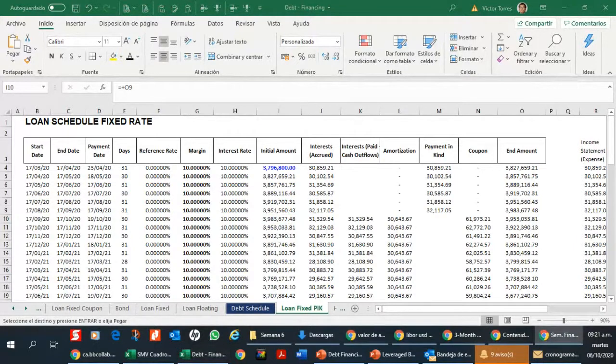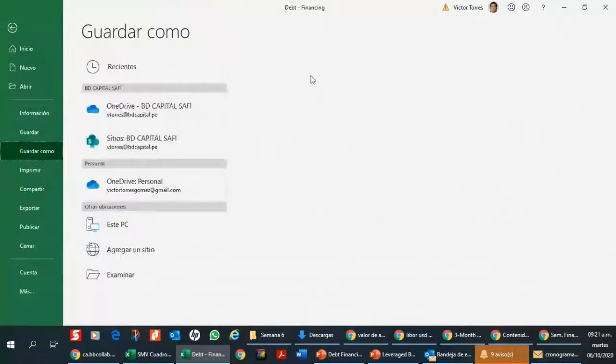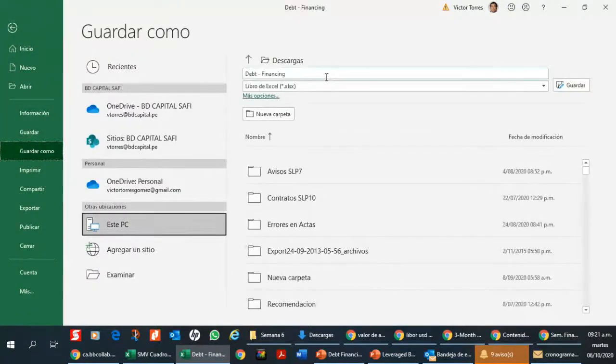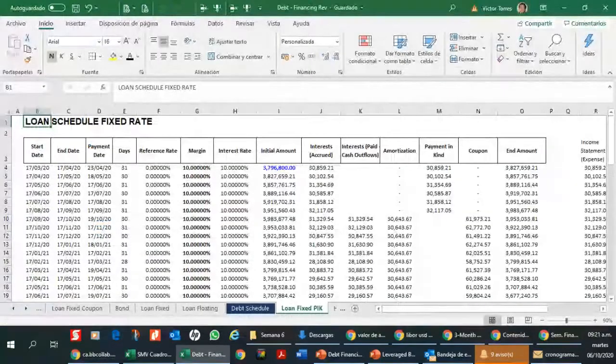Okay, let's wrap it up over here, and let me just put this on top, the financing. I usually use rev as a way to put it. And let's wrap it up for today.